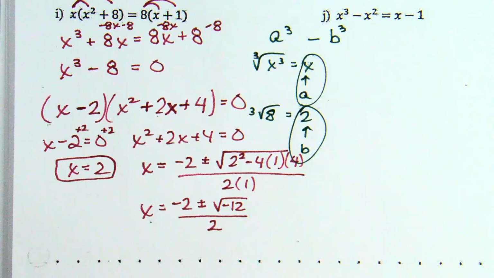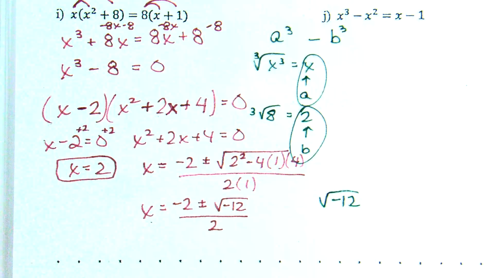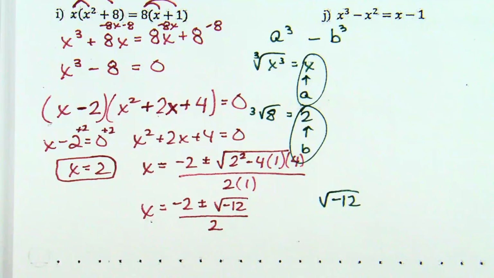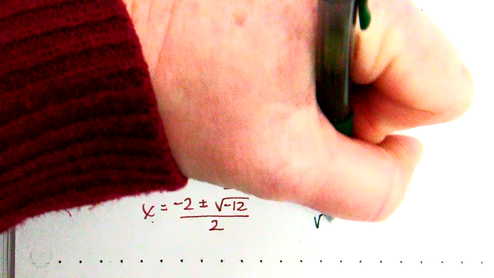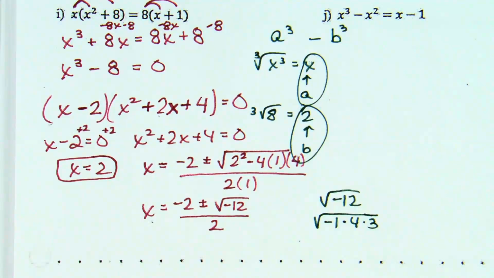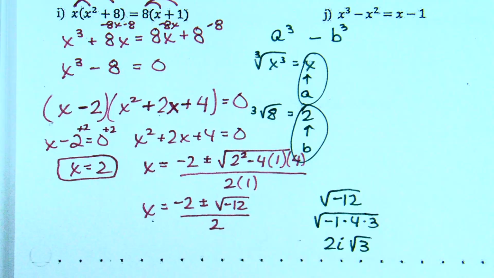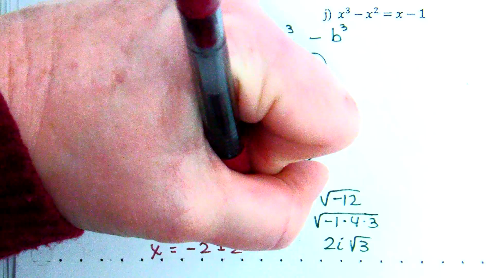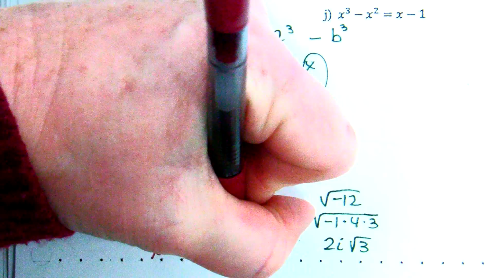Okay, guys, side note. What do you know about the square root of negative 12? 4 and 3, and there's an i because of the negative. So if I think about this as negative 1 times 4 times 3, the square root of negative 1 is going to become an i. The square root of 4 is going to become a 2. The square root of 3 stays. So this becomes 2i square root of 3. So I have negative 2 plus or minus 2i square root of 3 all over 2.